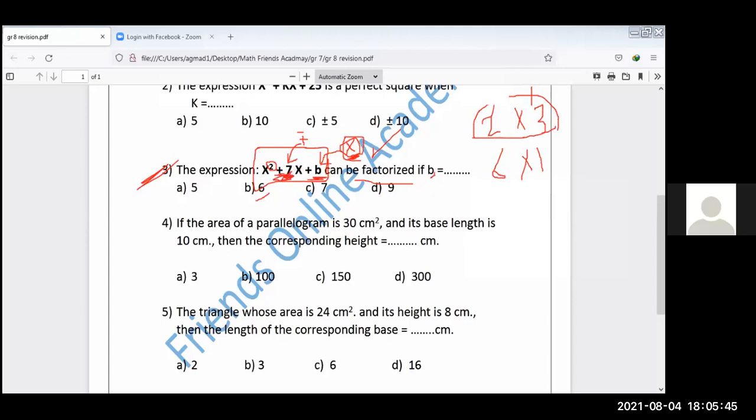Let's check 6 times 1. 6 times 1 gives you 6, and 6 plus 1 gives you 7. Yes, it means that this answer is correct. Again, all of this you took before grade 9.